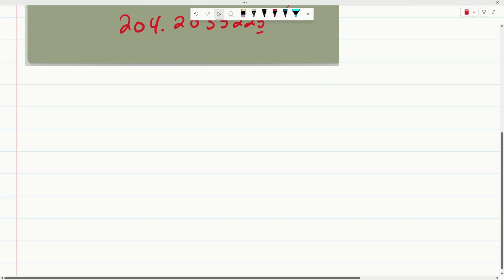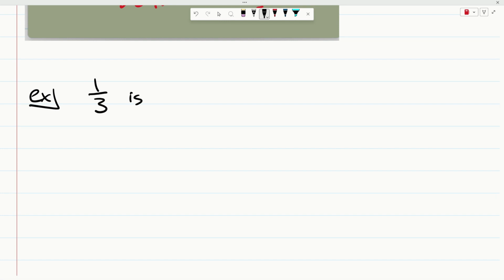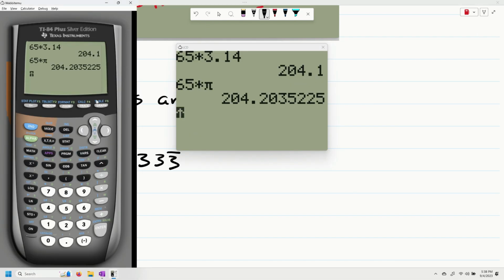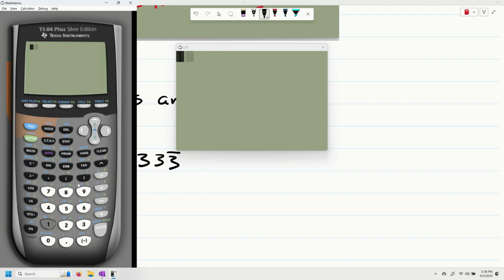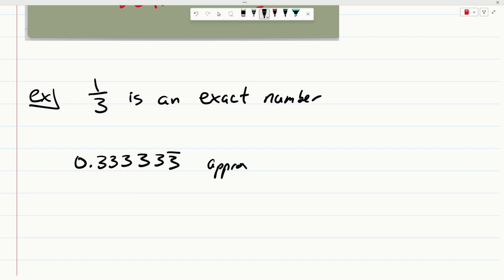Here's another example. This one is easy. I can write this one down. 1/3 is an exact number. It is 0.33333 repeating, because that's what 1/3 is. I mean, if we got our calculator out again and we hit 1 divided by 3, notice it says 0.333, and it just keeps repeating forever and ever. This is an approximate answer, because this 3 at the very end just keeps repeating.